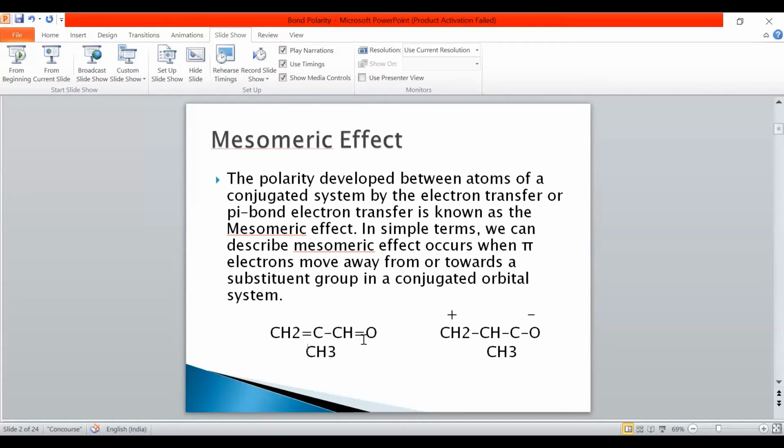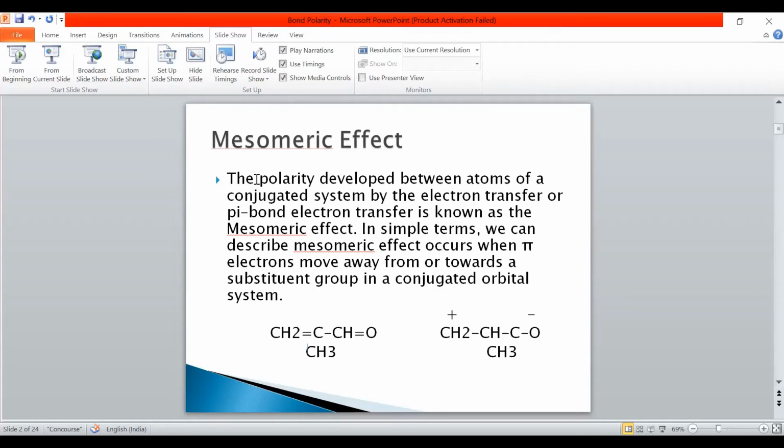So mesomeric effect. Consider this double bond, which has a sigma bond and a pi bond. The sigma bond of a double bond remains as it is. The pi bond of a double bond breaks and a shift of electrons takes place. This effect is known as mesomeric effect. The polarity means separation of charges. The polarity developed between atoms of a conjugated system by a pi bond electron transfer is known as mesomeric effect.